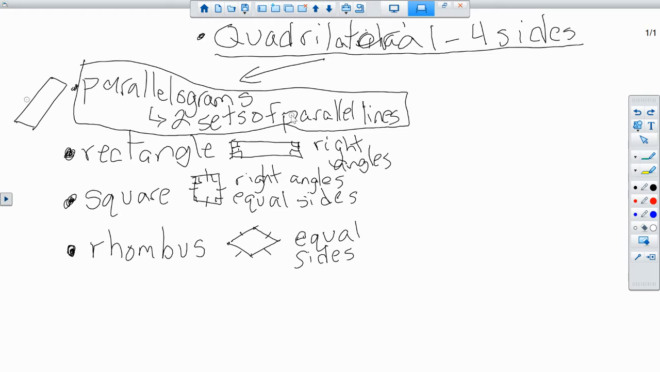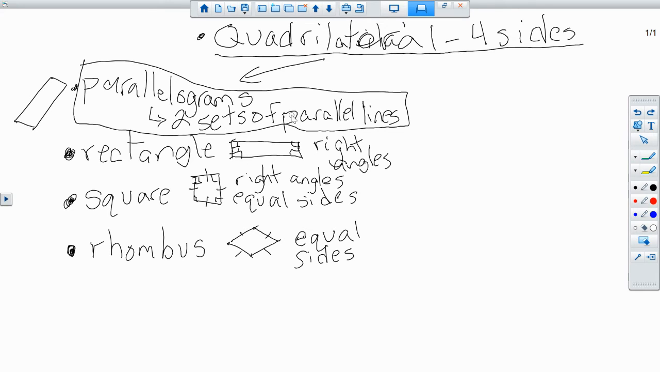So I drew a parallelogram over here because both of these lines never touch and both of these lines never touch. They're two sets of parallel lines. So we are going to be focusing on three different types of shapes today, and all three of these shapes are parallelograms. The first one is a rectangle. A rectangle is a parallelogram because it has two sets of parallel lines. The opposite sides never touch, and these opposite sides never touch.